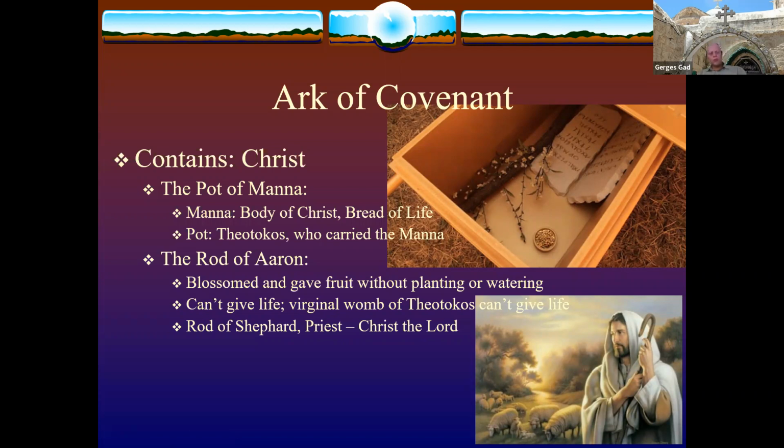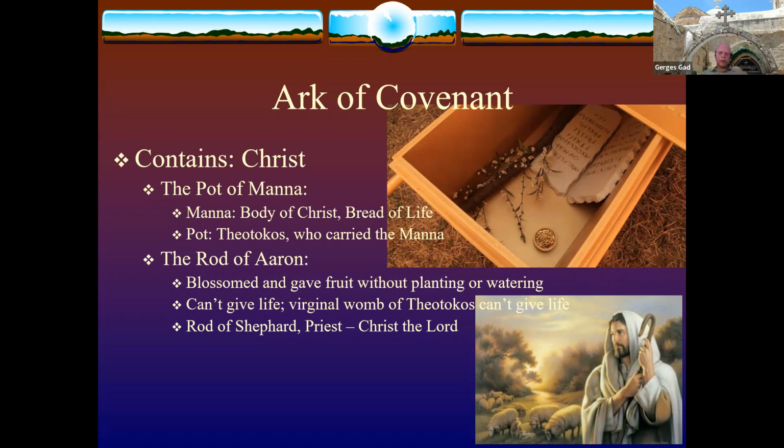And so God told Moses, take their staffs and take the staff of Aaron and put them all in front of me on top of the Ark of Covenant. So he took all of these staffs, these rods, and put them on the Ark of Covenant. And then what happened? The staff of Aaron started to give life. It blossomed and gave fruit, almond fruit, without being planted and without being watered. Moses did not put them in the ground and start watering them. And then after a month or so, no, this happened overnight.